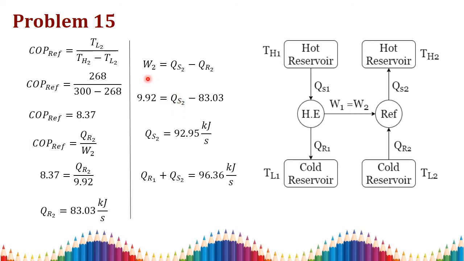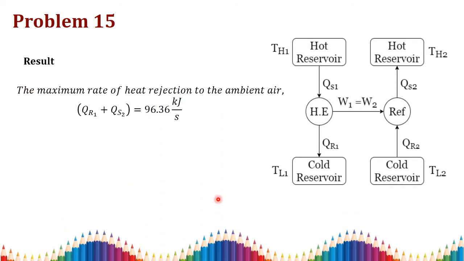Work done 1 is equal to work done 2, which we already found in the previous slide, that is 9.92. You supply that value here, then QR2 is 83.03 kilojoule per second. With this you can find QS2 equal to 92.95 kilojoule per second. So we already found QR1, and in this slide we found QS2. Add both together to get the maximum rate of heat rejection to the ambient air as 96.36 kilojoule per second, that is QR1 plus QS2.